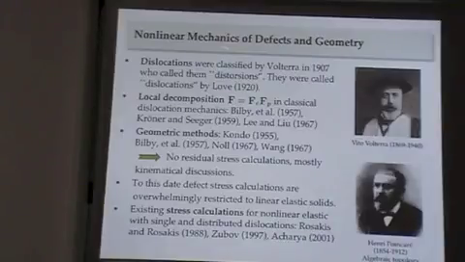So the overwhelming kinematic assumption is this F^e F^p decomposition that a lot of people don't like. It goes back to Bilby, Kroner, Lee, and maybe other people. Geometric methods and the relevance to mechanics of defects go back to the 50s, the work of Kondo, Bilby, and Noll and Wang, as Marcelo mentioned. These are all very nice, but you don't see any residual stress calculations. Mostly kinematic discussions, very seminal, final.